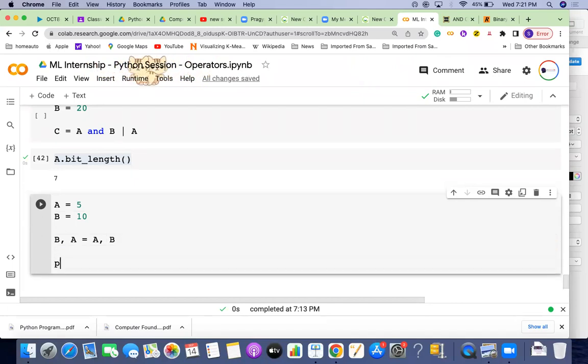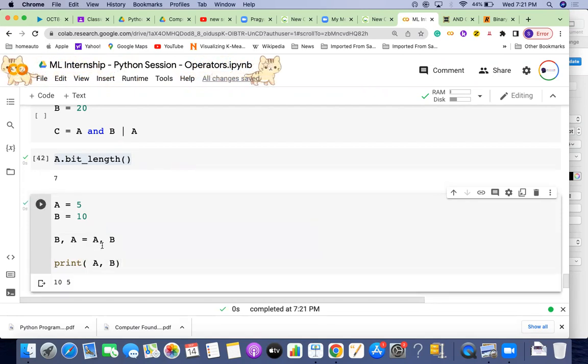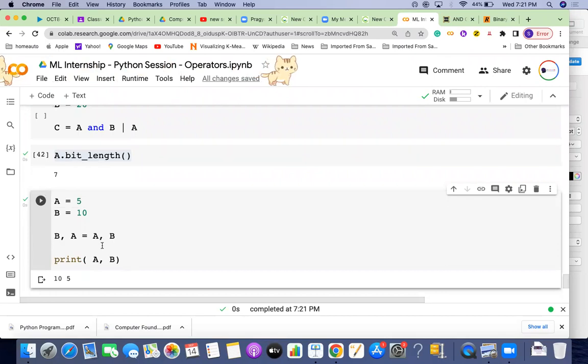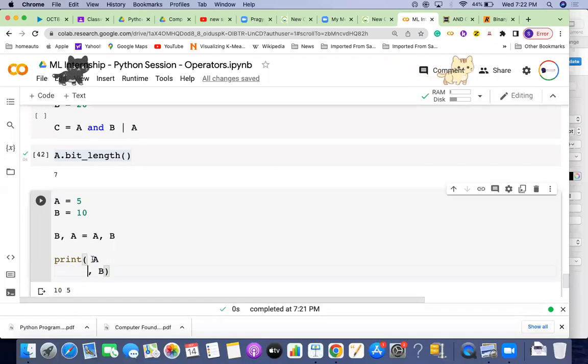Then you print A comma B. Automatically it will swap, using the assignment operator. So earlier A was equal to 5, correct? Now A is equal to 10 and B is equal to 5. Or else let me print two times. Is it understood? Swapping two numbers. Sorry, sir. Fine. So this is how.